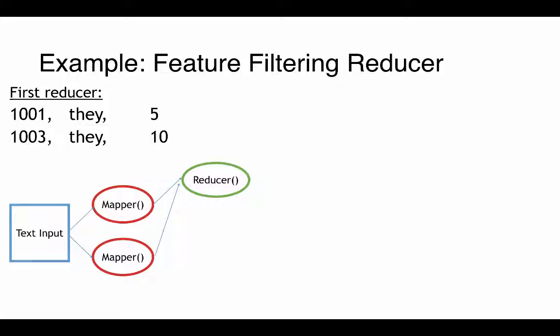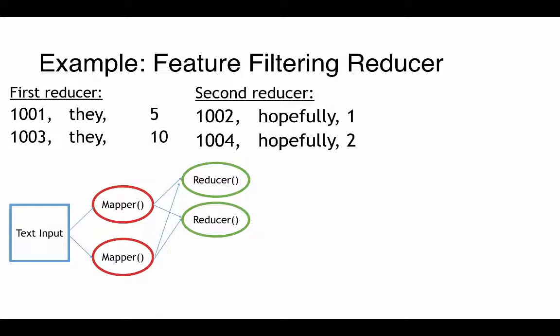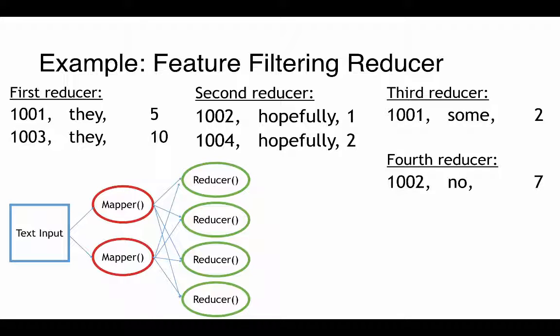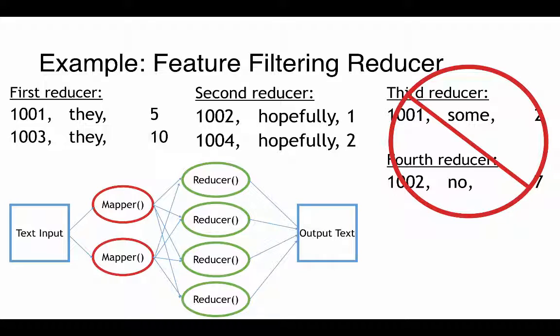Since the feature is used as the output key of the mapper, after the shuffle phase, each reducer gets a single key and all values corresponding to that key. Here we see the first reducer receiving all values with the key they. Similarly, the second reducer receives all values corresponding to the key hopefully. The third reducer receives all values with the key some. And finally, the fourth reducer receives all values with the key no. Since the some and no features are used by only one user each, we remove those features and output only those used by 2 or more users.